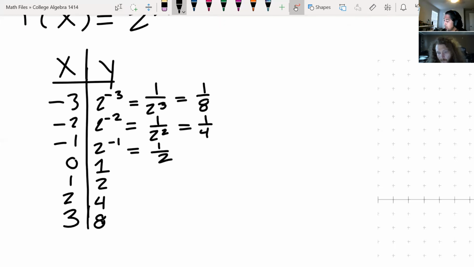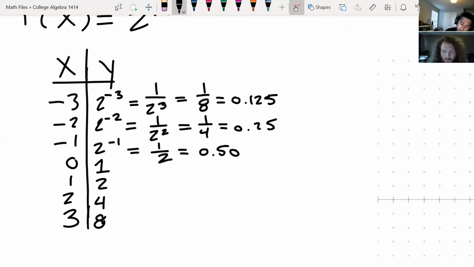Okay. And of course, we want to change these into decimal numbers just to know what they are since we're graphing. And 1/8 is 0.125. And a quarter is a quarter, 0.25, and a half. Okay. So let's go ahead and graph these values.